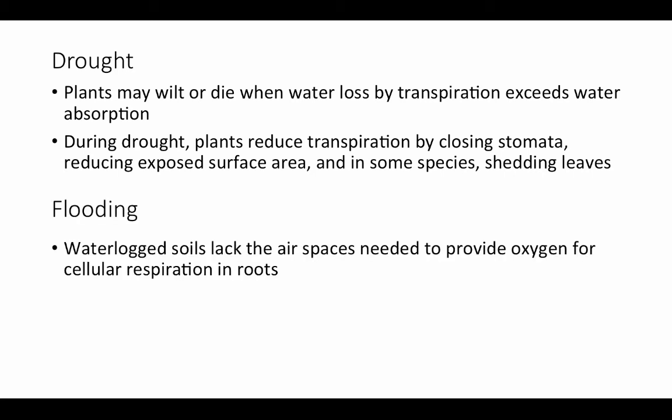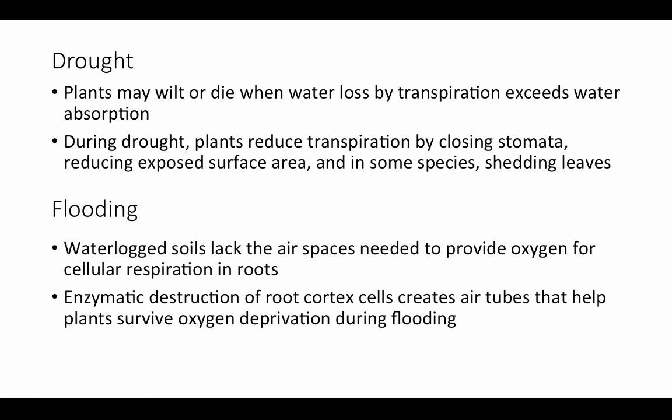If we think about flooding, waterlogged soils can also be very bad for plants. Remember, these are still undergoing aerobic metabolism using oxygen. These are eukaryotic organisms with mitochondria that have these aerobic pathways. So waterlogged soils lack the air spaces needed to provide oxygen for cellular respiration in the roots. So one of the ways that some plants deal with this is by the enzymatic destruction of root cortex cells, creating air tubes that work kind of like a snorkel to be able to get air down into the roots through the root tissue itself. So this is going to help plants survive oxygen deprivation during flooding for at least a short period of time.